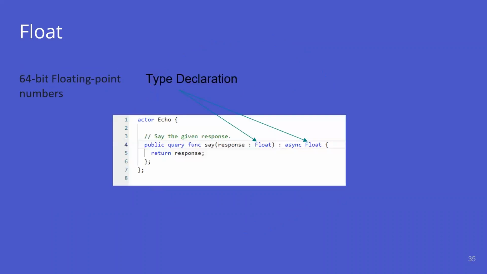So just looking at our little familiar echo program, here we have a wonderful function that will accept a floating point number and echo it back with the response. And it's type float both for the input as well as the response.